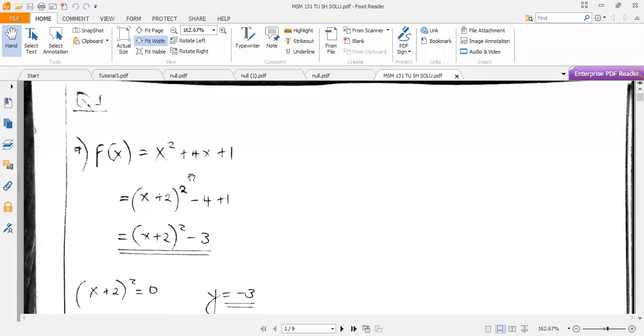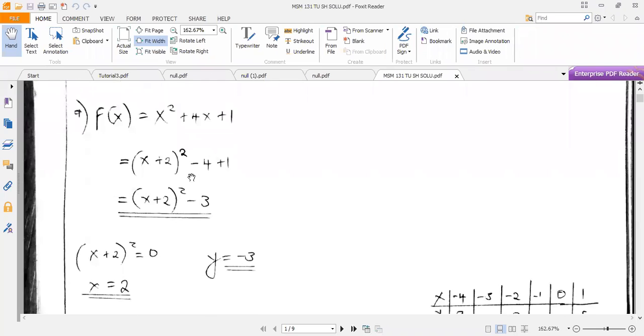If you look at my solutions, I started with completing the square. For question one, f of x is equal to x squared plus 4x plus 1. We first need to make x squared plus 4x into a perfect square. So we divide the coefficient of x, which is 4, by 2, and we get 2. So we're going to have x plus 2 squared.